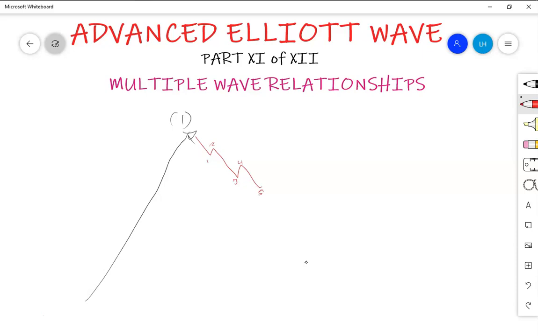When you find that you have the ABC against the higher degree at the beginning, it means the type of corrective structure is a flat. But if you have 5 waves, it means the type of correction is a zigzag. So now let's understand this idea of zigzag and then do an application of multiple wave relationships.